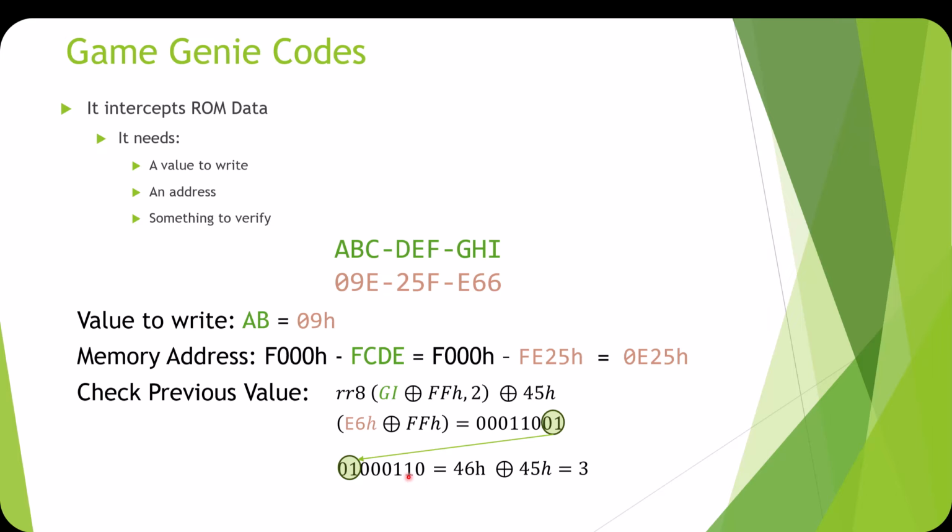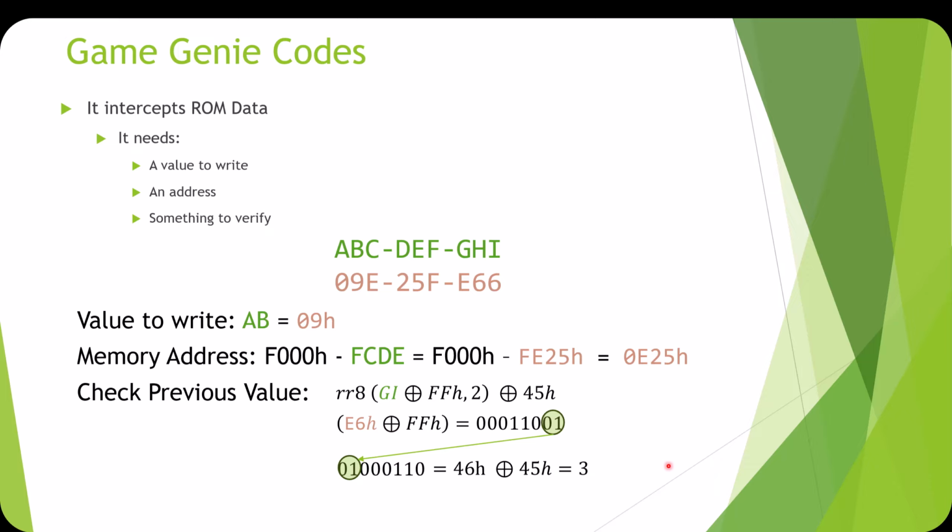So this is equal to 46. This is a binary encoding for 46 in hexadecimal, and we need to perform the final operation, which is an XOR operation with 45, a constant number. So if we do the XOR operation between 46 and 45, we get number 3. Does it make sense? Yes, it makes sense. With how many lives does Pac-Man start? With 3 lives, right? So this is the final decoding.